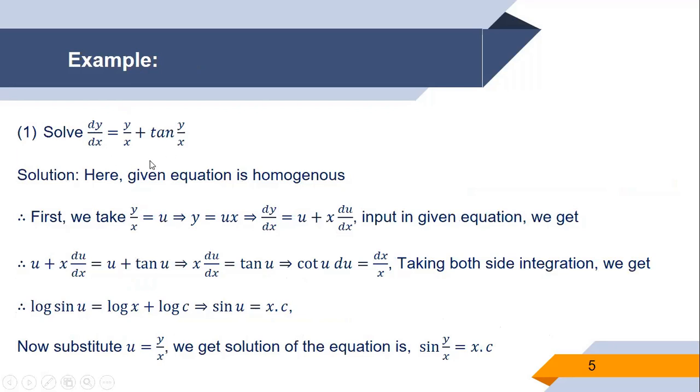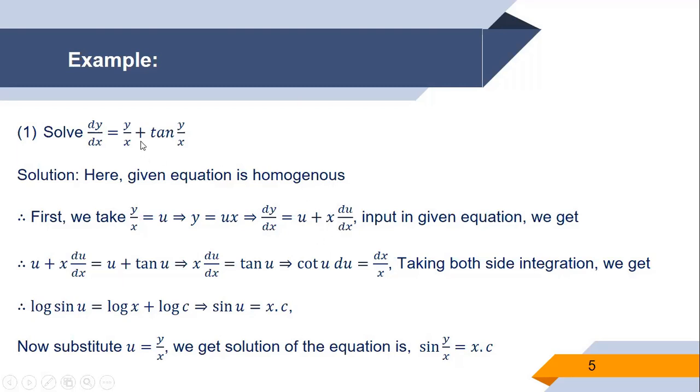So now we discuss the example. Solve dy/dx = y/x + tan(y/x). So here the given equation is homogeneous. Therefore we consider y/x = u, which implies y = ux, so dy/dx = u + x du/dx. So therefore dy/dx is replaced with u + x du/dx.